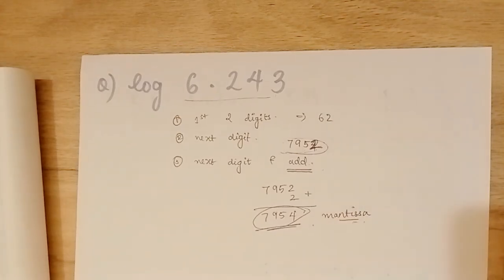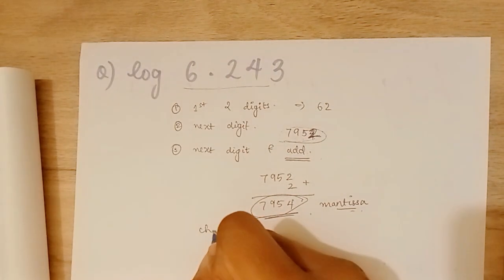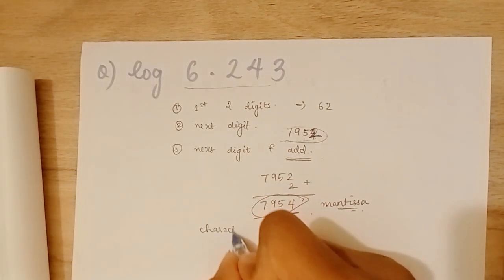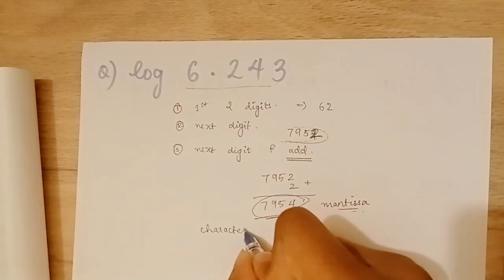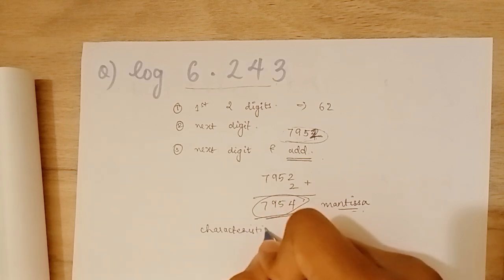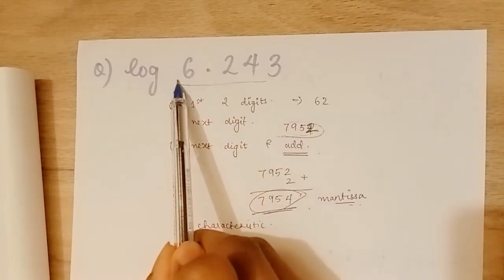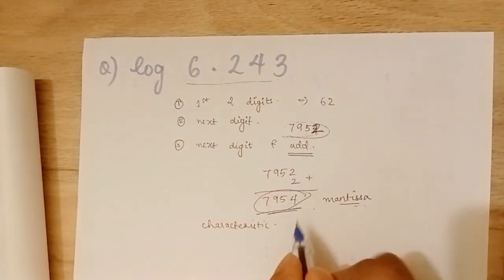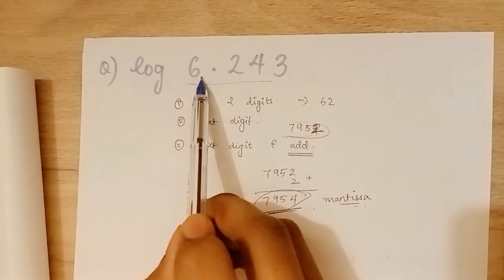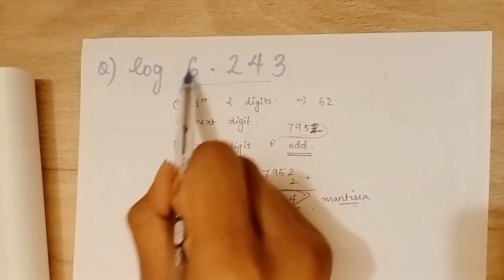Now what is the characteristic? Characteristic is basically the amount of numbers supposed to be before the decimal point. So in this question, how many numbers are there before the decimal point? Only one number, right? Which is 6.